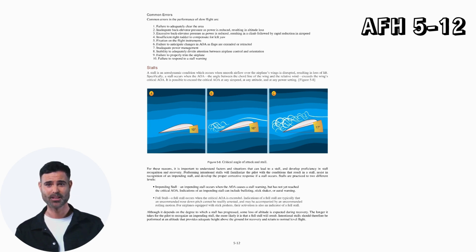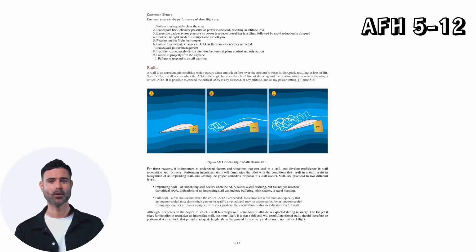Failure to adequately clear the area. 2. Inadequate back elevator pressure as power is reduced, resulting in altitude loss. 3. Excessive back elevator pressure as power is reduced, resulting in a climb followed by rapid reduction in airspeed. 4. Insufficient right rudder to compensate for left yaw. 5. Fixation on the flight instruments. 6. Failure to anticipate changes in AOA as flaps are extended or retracted.